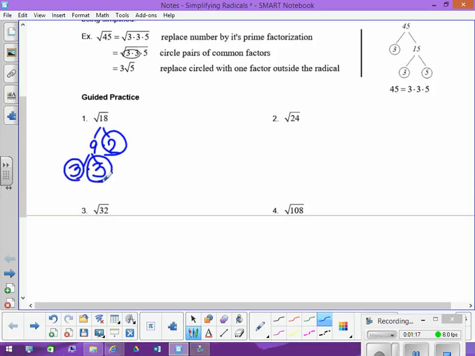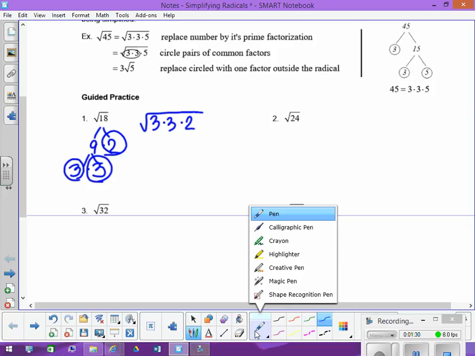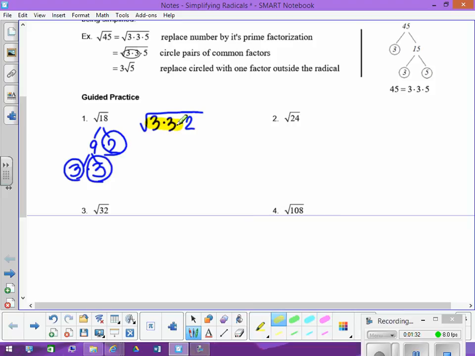Once you have it broken down, if you want to think about it, this is all still under here. What's the only one that has a pair? 3. So if we're looking for the pairs right there, I'm going to take one of those and put it out front. The 2, it's an extra. So we're going to leave it right there.